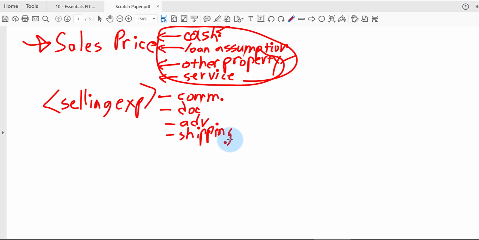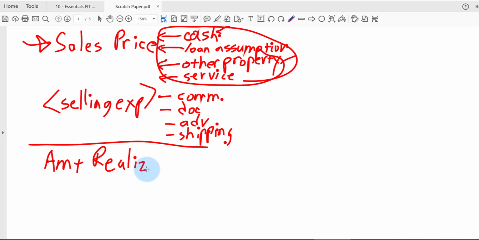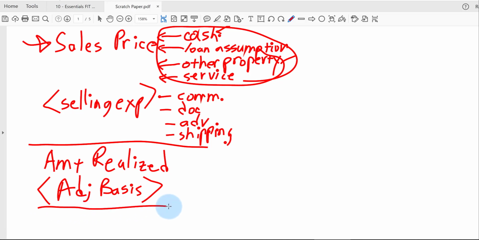All of these are called selling expenses that you subtract from the sales price, and the remainder is not the gain, but something called the amount realized. That's sales price minus selling expenses. And now you're going to subtract out something called adjusted basis. Most people would call this the cost, but we'll see cost is just one type of adjusted basis. And the remainder is now the gain.